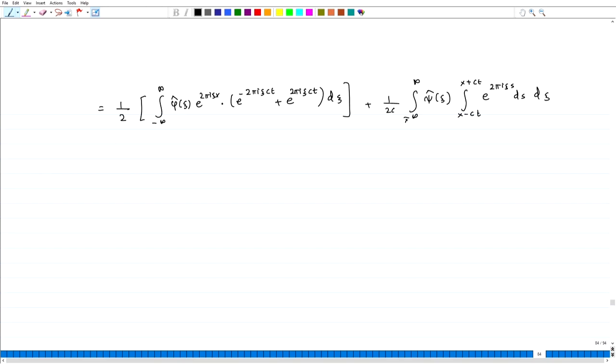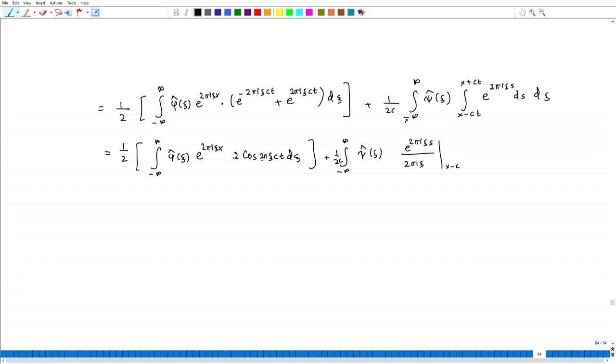Now this is 1/2 times the integral from minus infinity to infinity of phi hat(xi) e^{2 pi i xi x}, and then this is 2 times cos(2 pi xi ct) d xi. And for the other part, if we integrate, this is going to be psi hat(xi) times 1/(2c), and the s integral of e^{2 pi i xi s} is e^{2 pi i xi s} over 2 pi i xi, evaluated from x minus ct to x plus ct, then d xi.